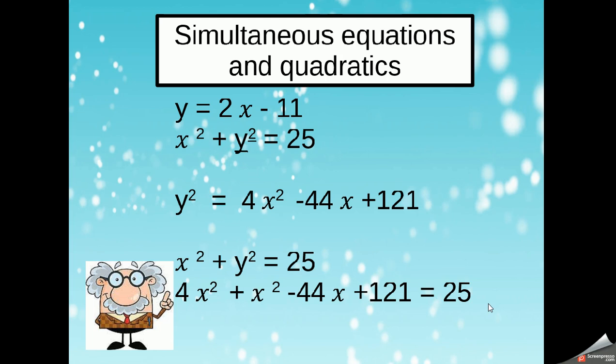I'm going to move the x squared over to the other side to put the x squareds together so I can merge these two like terms. So it becomes 5x squared minus 44x plus 121 is equal to 25. And then remember that when we're solving quadratic equations by factorizing, we need a 0 on one side. So I'll move the 25 over and it becomes 5x squared minus 44x plus 96 equals 0. And now we've got a quadratic equation. And if you remember, with factorizing quadratic equations, we can then go on to solve this.